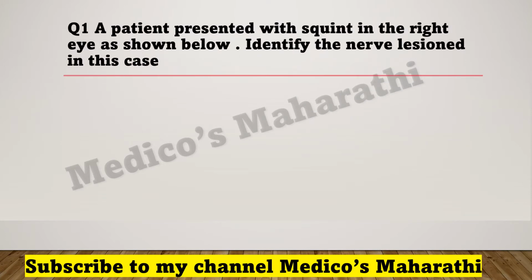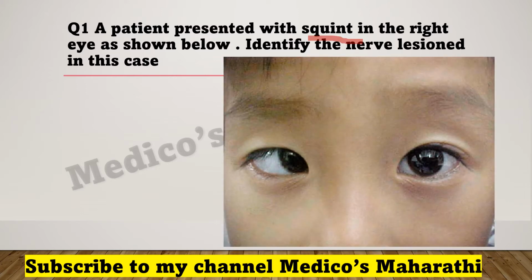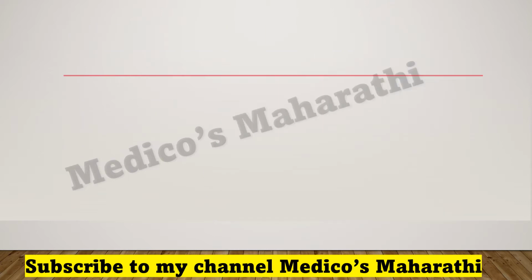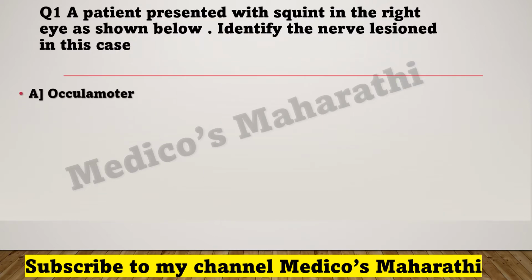First question: a patient presented with squint in right eye as shown below. Identify the nerve lesioned in this case. What you have to identify? Nerve lesioned in this case. So there are four options you can see here, and the correct choice for this question is, what do you think? Oculomotor? No. Trochlear? Yes. So the correct choice is B.